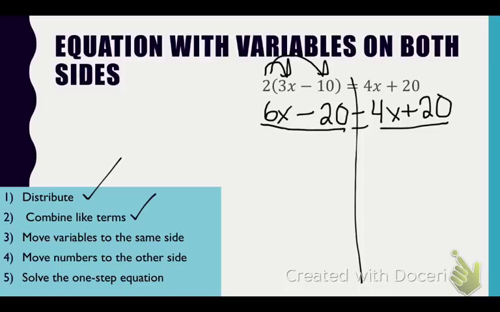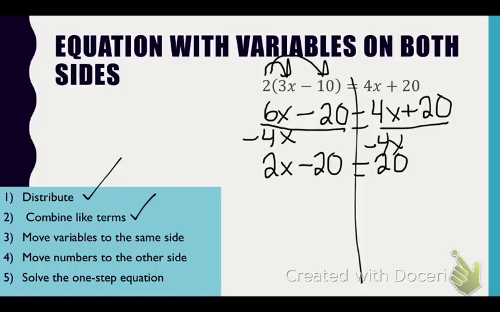So this is a positive 4x, so I'm going to subtract 4x from both sides. 6x minus 4x is 2x. Keep the minus 20. Haven't done anything with the numbers yet. Equals positive 20. Variables are on the same side. Then I need to move the numbers to the other side. So I need to move the minus 20 over. So I do that by adding 20 to both sides. So I get 2x equals 40.